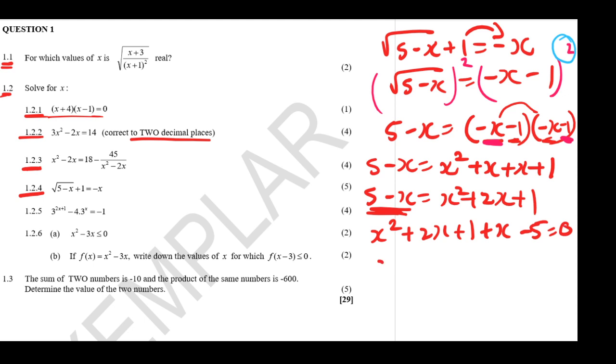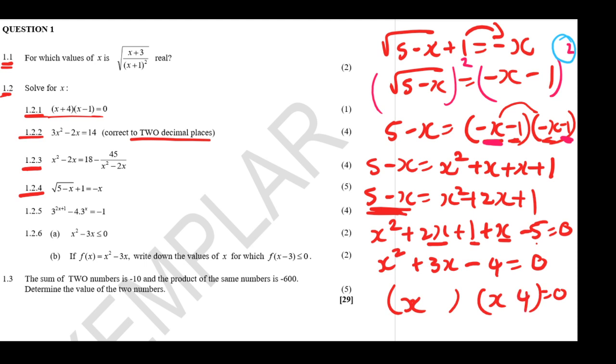Then you collect the like terms, so it's x squared, and then these are the like terms, so it's going to be plus 3x. And then this 1 and minus 5 is going to be minus 4 equals 0. Then we factorize and equate to 0, so it's going to be x and x, 4 and 1 are the factors, and this will be positive and this will be negative. So x equals 1 or x equals minus 4, right?